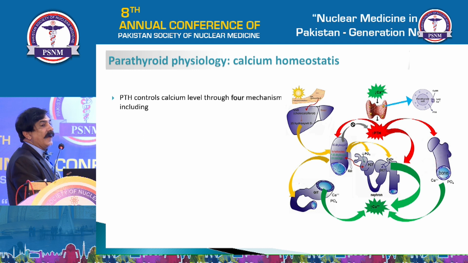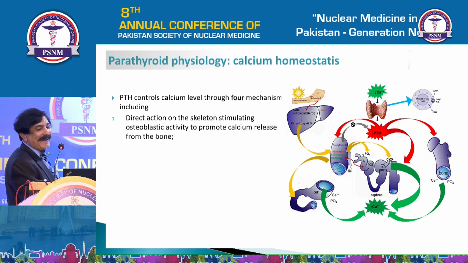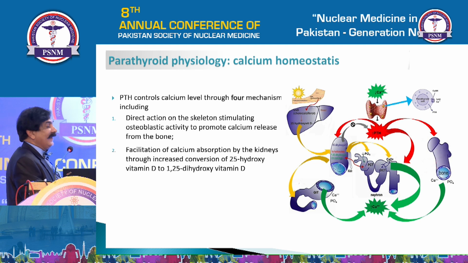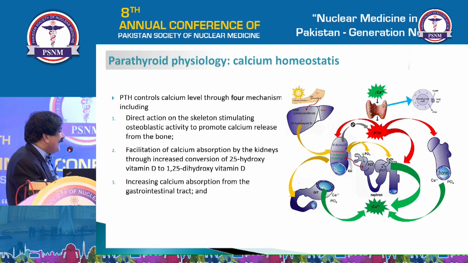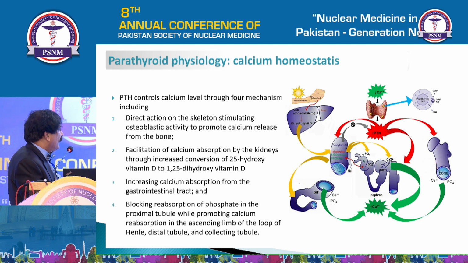Parathyroid physiology: parathyroid hormone is responsible for calcium homeostasis through 4 different mechanisms: a direct action on the skeleton, stimulating the osteoblastic activity to promote calcium release from the bone; the facilitation of calcium absorption by the kidneys through an increased conversion of 25 hydroxy vitamin D to 1,25 dihydroxy vitamin D, and increasing calcium absorption from the GIT; and blocking reabsorption of phosphate in the proximal tubule, while promoting calcium reabsorption from the ascending limb of the loop of Henle.